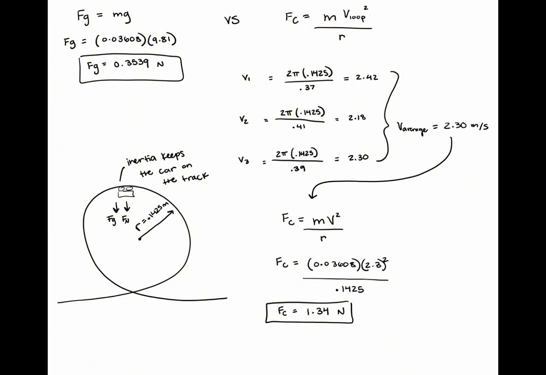Finally, using the formula Fc equals m times v squared over r, where m is mass, v is the speed within the loop, and r is radius, we find the centripetal force. Plugging in our values with a mass of 0.03608, an average velocity of 2.30 meters per second, and a radius of 0.1425, our centripetal force is calculated to be 1.34 newtons.